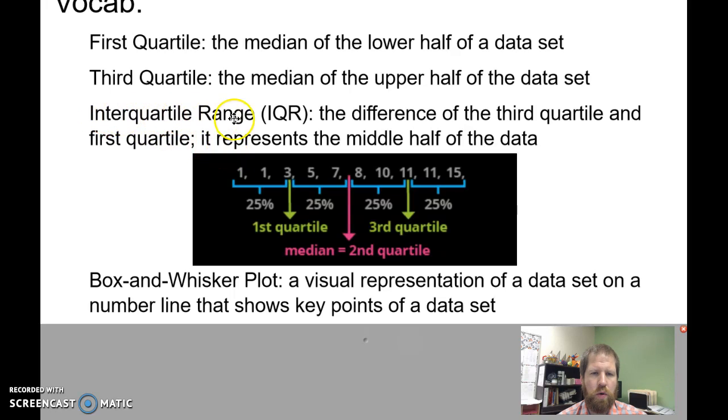And then the interquartile range is going to be the middle of your graph, that range, that middle half. So it's going to be the difference between your third quartile and your first quartile. All right.